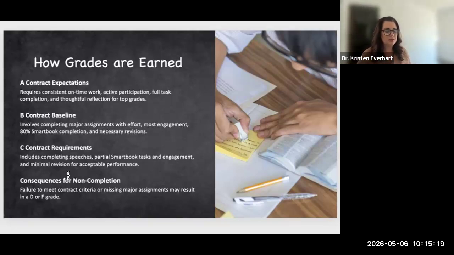So C contract includes completing speeches, partial smart book tasks and engagement, minimal revisions for acceptable performance. And then for D and F, it's just consequences for non-completion, right? So if you have too many things that you never completed in the class, and mostly I'm in Canvas really looking instead of the points total. You're like, what do you look at if you're not looking at points in the class? All of the assignments can be categorized so that it goes along with your contract, and then it gives a percentage of completion. And so I'm looking at percentage of completion when entering the final contracts instead of the point column.